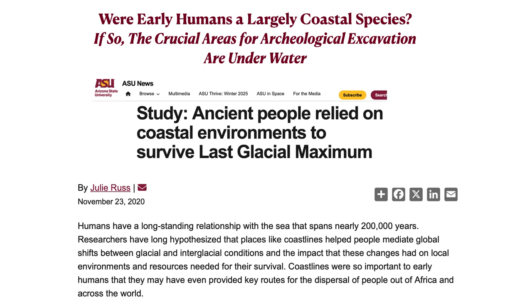It's hard for most animals to crack a mussel shell, but humans, or even pre-humans, even Australopithecus, could do that with rocks. Being able to use tools to crush them, and evidence is emerging. Here's an article showing that ancient people relied on coastal environments to survive the last glacial maximum. Well, again, who knows? People were definitely not only at the coast, but that may have been a preferred area.